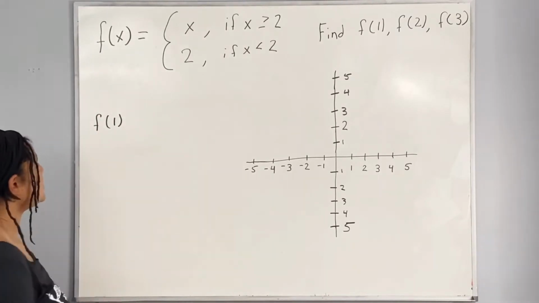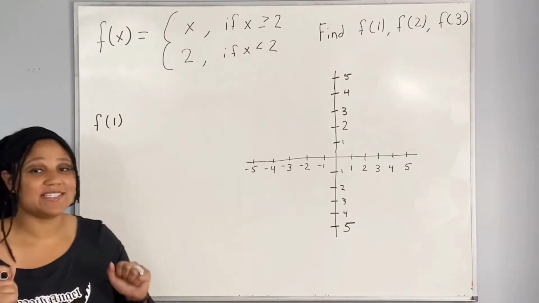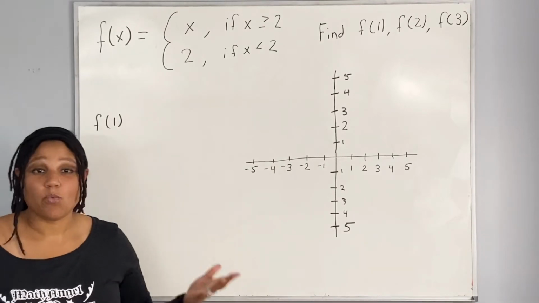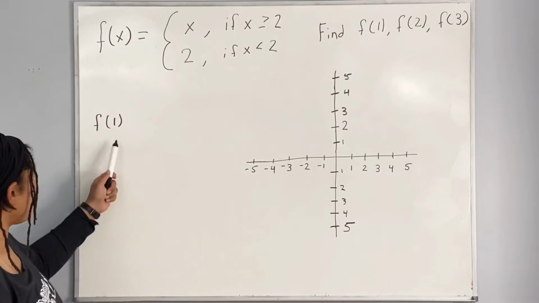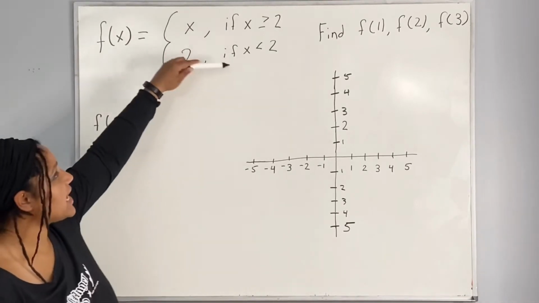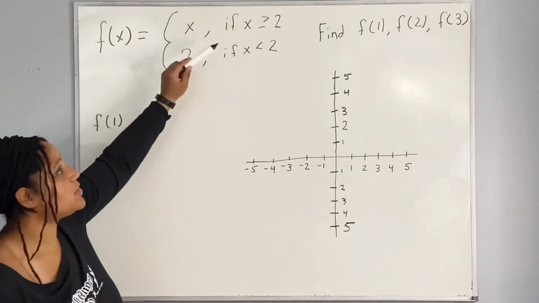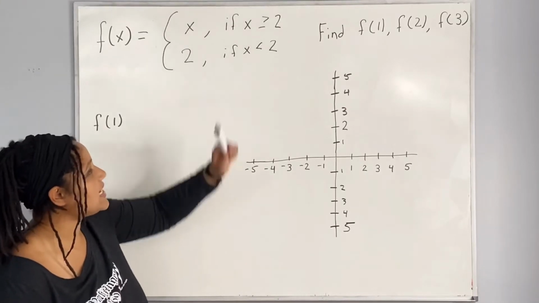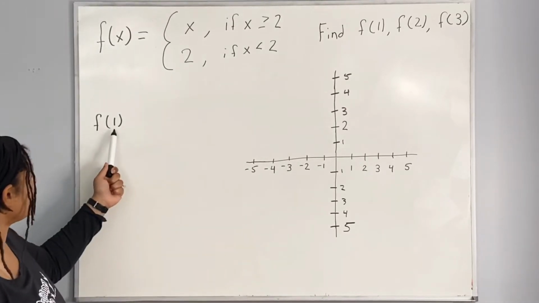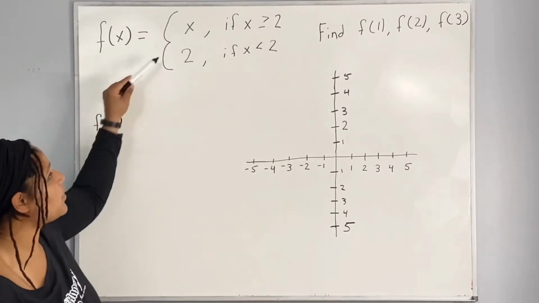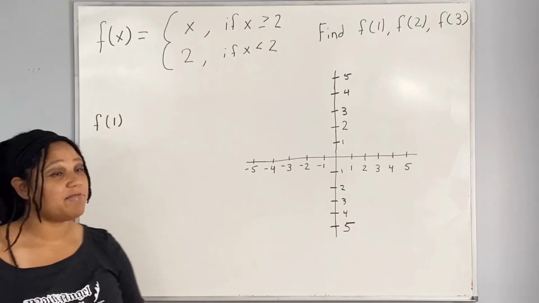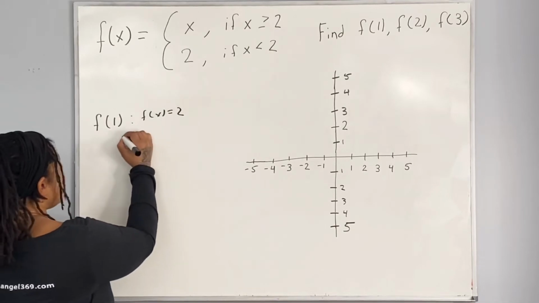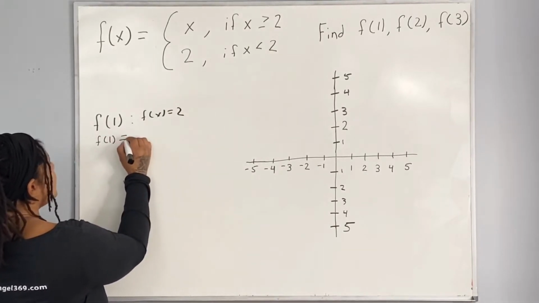So one thing you want to consider is the value that is inside the parentheses is our x value, and f of 1 is our y value. So when we are considering 1, we have to look at our constraints. We have two constraints. The first one says x is greater than or equal to 2, and the second constraint says that x is less than 2. So the number 1 is less than 2, therefore we're going to use the second subfunction. So we're going to use f of x is equal to 2. Therefore, f of 1 is equal to 2.